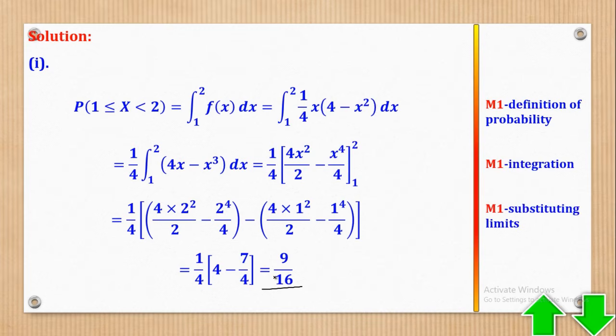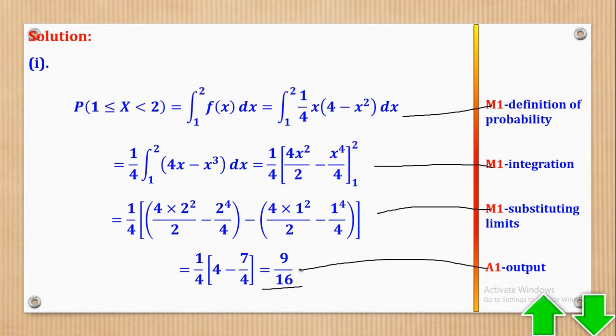Now let's see how marks can be awarded. So M1 for the correct definition of probability, M1 for integration, M1 for substituting the limits, and A1 for the output.